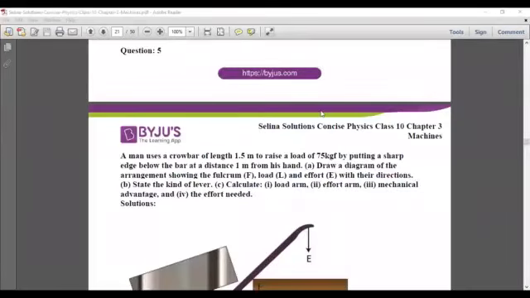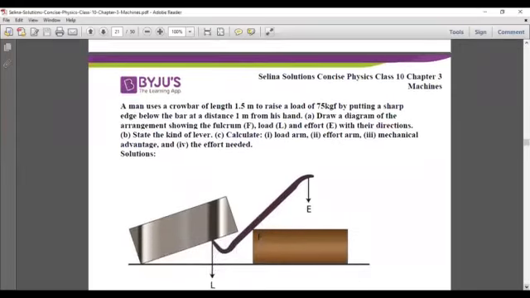Okay, and the fifth numerical: a man uses a crowbar of length 1.5 meter to raise a load of 75 kgf by putting a sharp edge below the bar at a distance 1 meter from his hand. Draw a diagram of the arrangement showing the fulcrum, load and effort with their directions. Okay. So it's a crowbar, so definitely it will be a class 1 lever. So in this case, the fulcrum will be in the middle of load and effort.